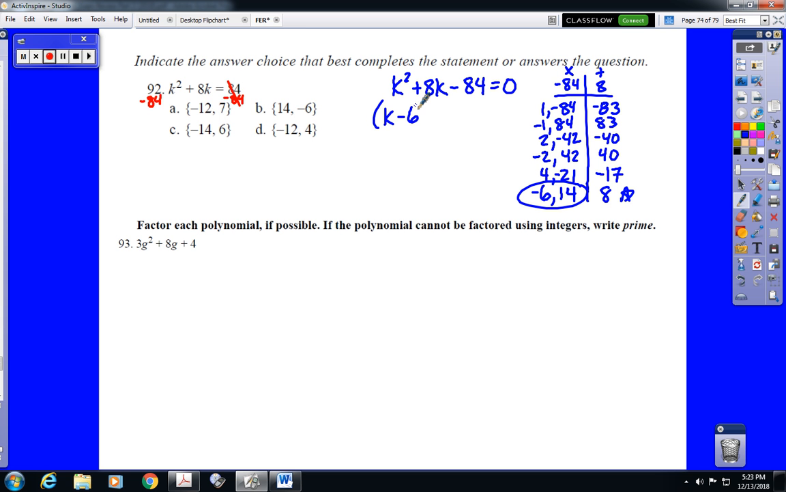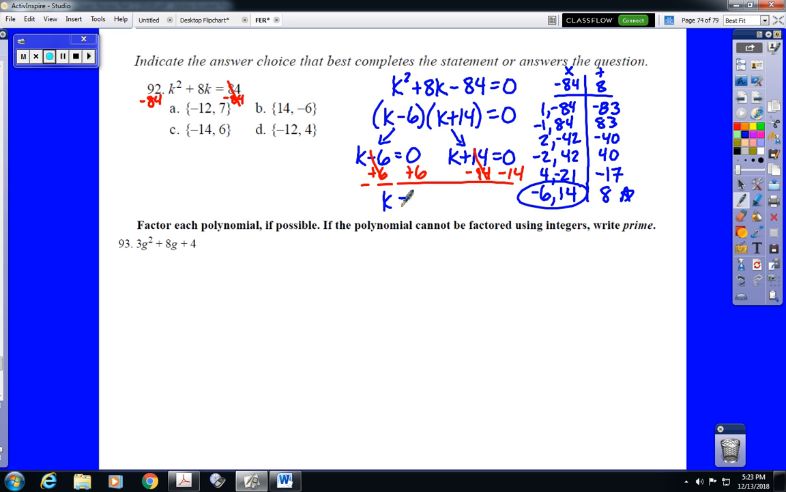So this would be k minus 6 and k plus 14 when we factor it, which means our solutions would be given by k minus 6 equals 0 and k plus 14 equals 0. We would solve those by adding 6 to the first and subtracting 14 from the second. And we would get our two answers of 6 and negative 14. So we want 6 and negative 14. That is answer C.